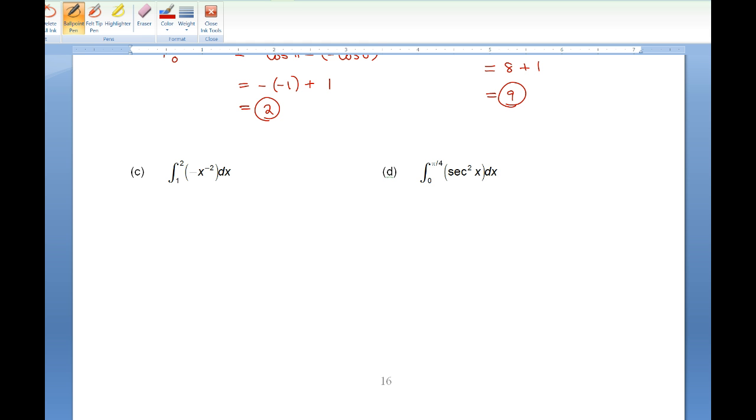All right, how about this one? I think we had one like that on the worksheet. 1 over x squared. We would end up with negative x to the negative 1 over negative 1, so that would really just make it 1 over x, because the negative signs would cancel when you add 1 and divide by that. So what do we have? 1/2 minus 1, so negative 1/2.